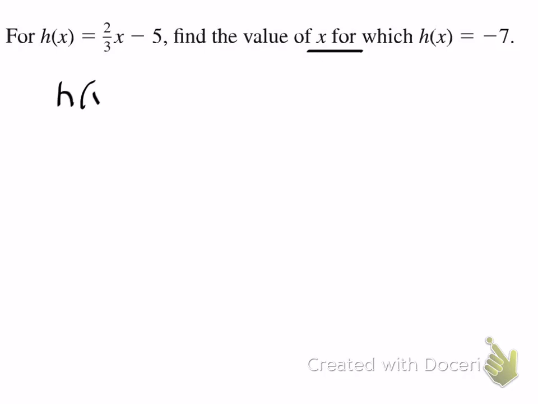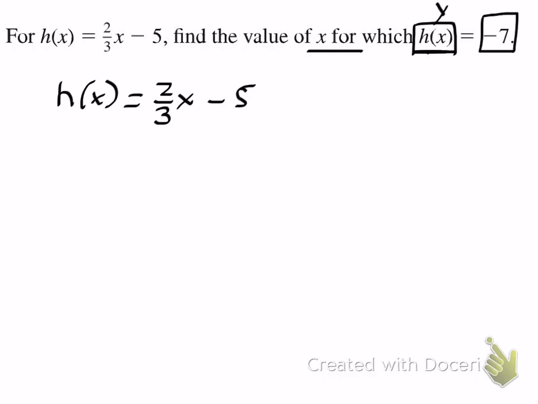I've got h of x equals 2/3 x minus 5. What do you think, Zach? -7 equals 2/3 x minus 5. Guys, look. H of x, that whole thing, that's really my fancy y, right? And this is the same thing as the h of x. So I'm just substituting, just like Zach said. -7 equals 2/3 x minus 5. What do you think we do next?